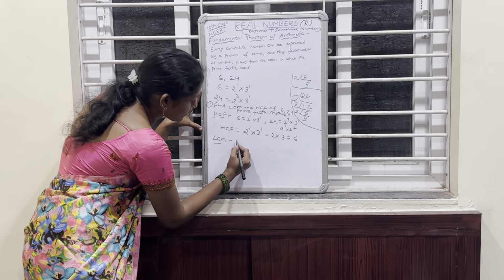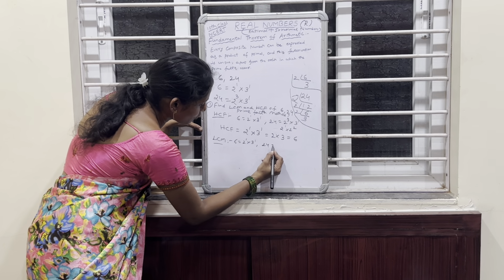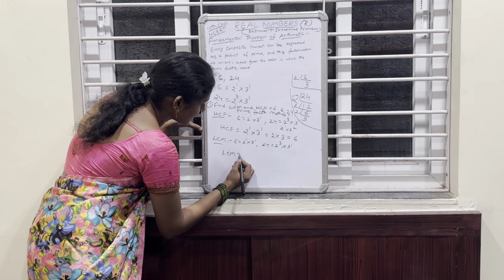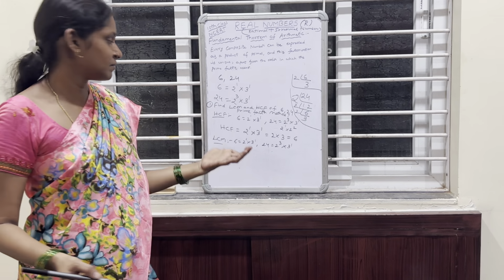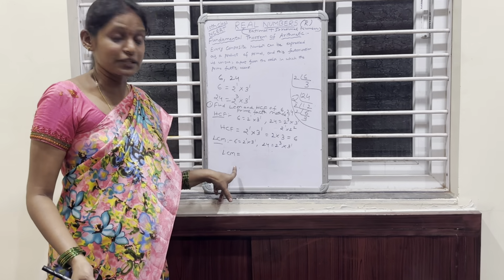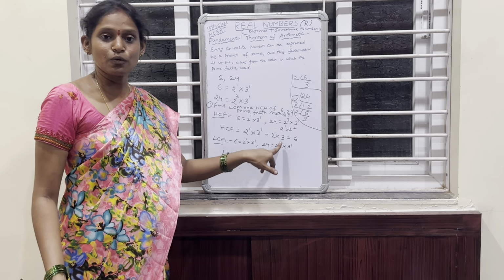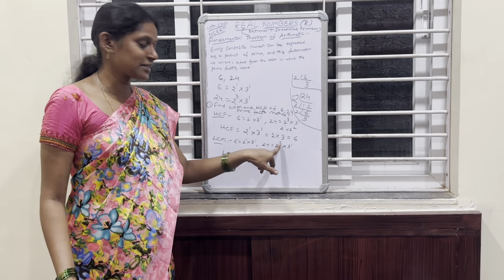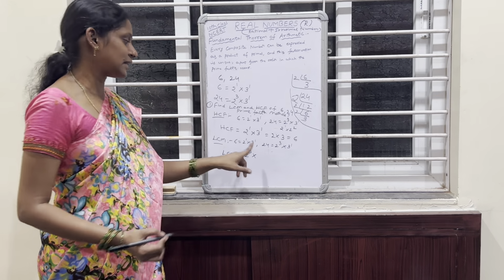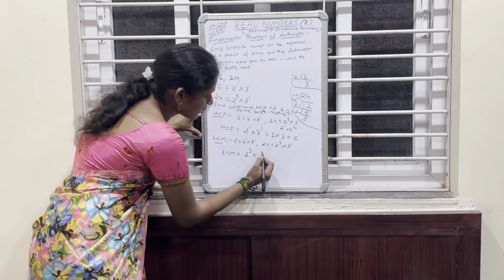Now I will find LCM. 6 is the same, 2 power 1, 3 power 1. 24 is 2 cube, 3 power 1. For LCM we have to take the highest. In HCF we take the highest common factor. Here for LCM we have to take the highest number of times. 2 highest: one time here, 3 times here. So what is the highest? 3 times is highest. So 2 cube. And 3 highest here, 1 time. So we took 3 power 1.